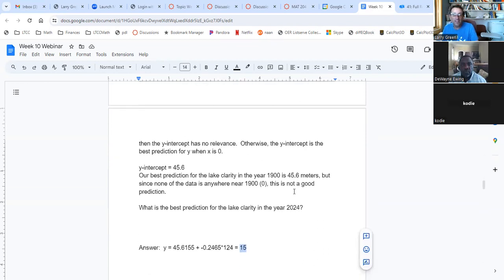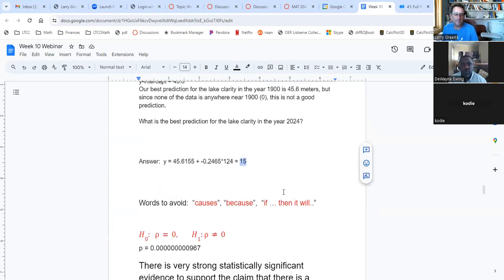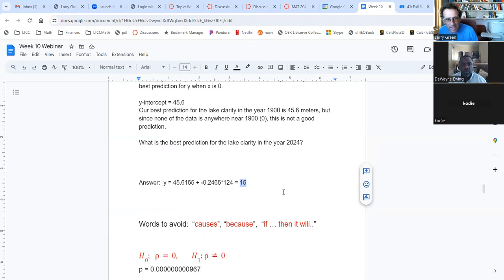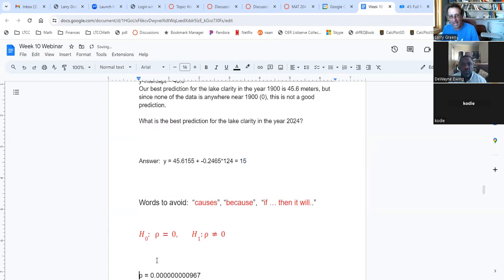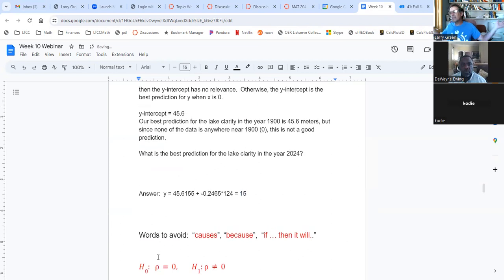Like I said, this is very important to Lake Tahoe. All right. Another thing that we want to do is say, well, maybe we don't have enough data values. Maybe we don't really know if there's a non-zero correlation. So what we can do is a hypothesis test.